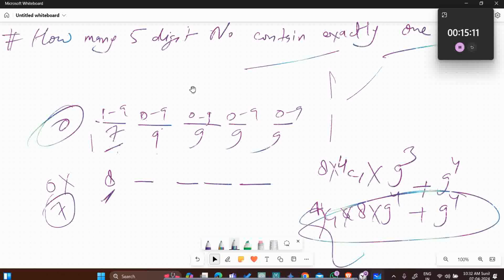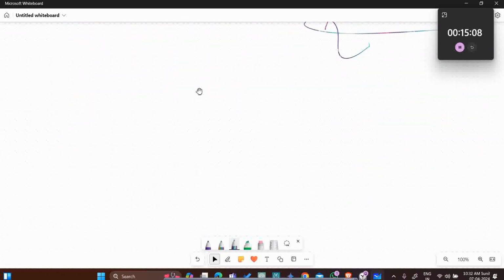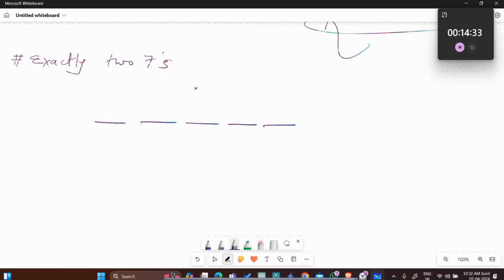And the next question is exactly 2 sevens. Alright. So what is the answer for this? Let's do this. Exactly 2 sevens. There are 5 digits here: 1, 2, 3, 4, and 5.